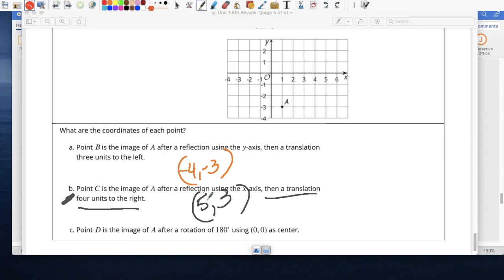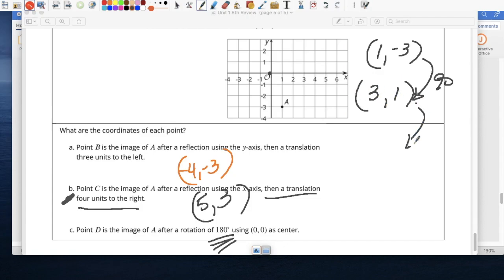Last one is a rotation. Okay, so we're going to rotate this around the center 180 degrees. So the point here is 1, comma, -3. We're going to do rotation. So 90 degrees becomes 3, 1. And then another rotation, another 90 degrees, it becomes 1, 3 again.